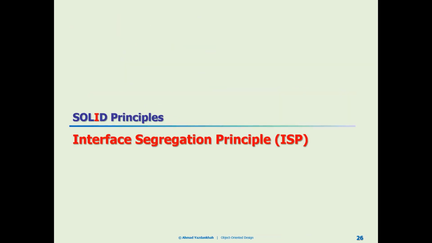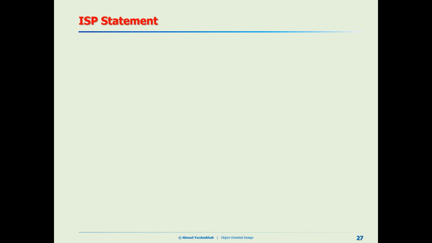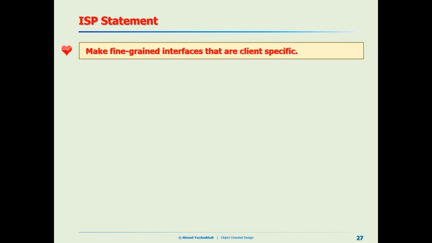Our next principle is the interface segregation principle, or ISP, and this stands for this I. Let's see its statement: make fine-grained interfaces that are client specific. So what is this fine-grained, and what is this client and client specific? Let me first clarify them.